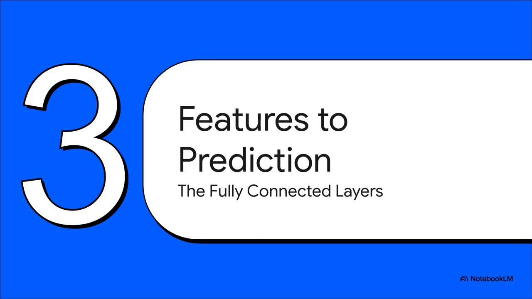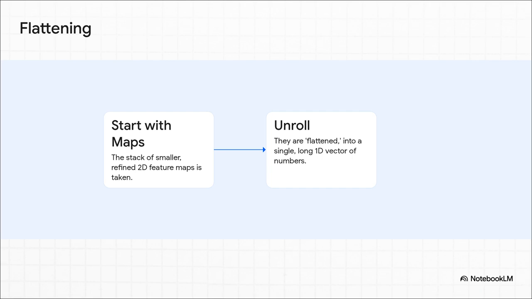Okay, we've done it. We've found our features, we've refined them. Now for the payoff. How does the network take all of this information and turn it into a final prediction, like saying, that's a cat, or that's a dog? So before that final decision can be made, we have to change the data's format. Right now we've got this stack of 2D feature maps, right? The flattening step is exactly what it sounds like. It just unrolls all of them into one single long line of numbers.